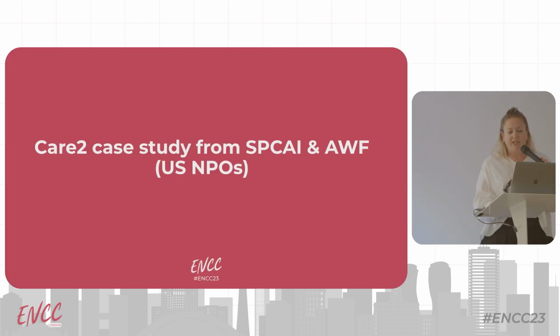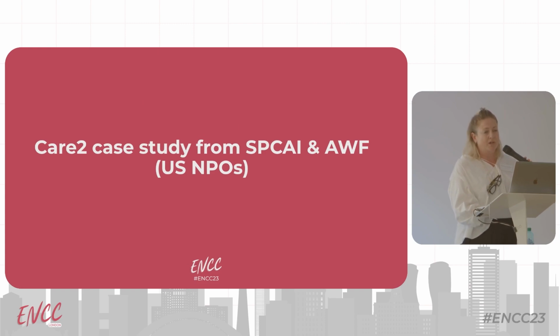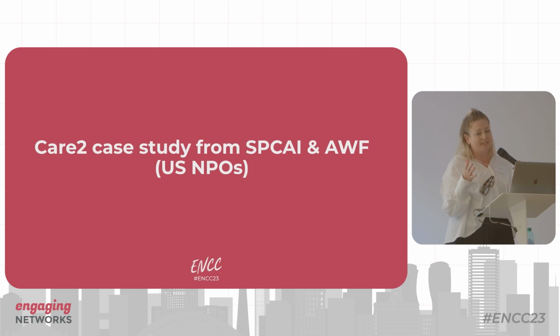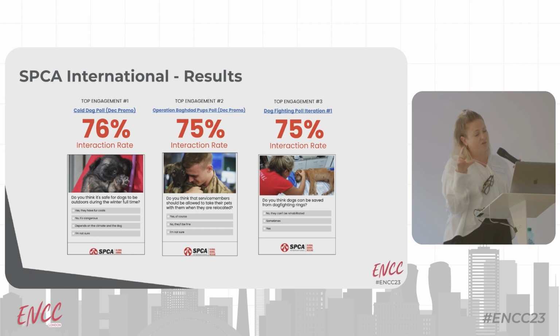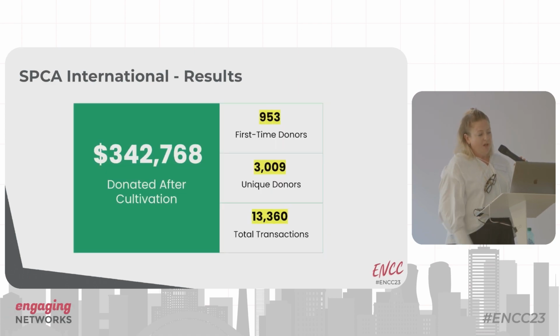So the next two case studies are from two US organizations, and it's definitely worth highlighting these are US organizations with much bigger lists that we're running in the US. So the numbers do look quite different, but have that in mind. So SPCA International results. These are just their interaction results of the different quizzes that they're running here. And we can run up to 10 different engagement opportunities on the platform, but these are the numbers that are attainable.